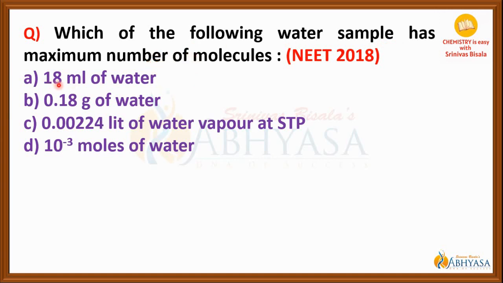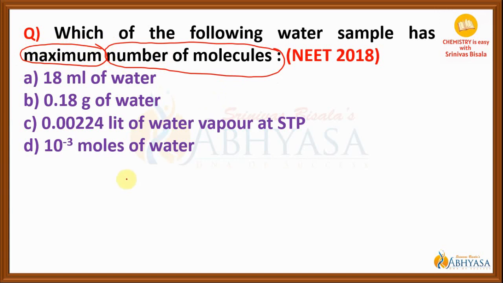One is given as 18 milliliter of water, the second is 0.18 grams of water, the third is 0.00224 liter of water vapor at STP, and the fourth is 10 power minus 3 moles of water. So from the different options given, for all these four options, we need to find the number of molecules. But no need to find the exact number of molecules, because we need to find only which of them has the maximum number of molecules.